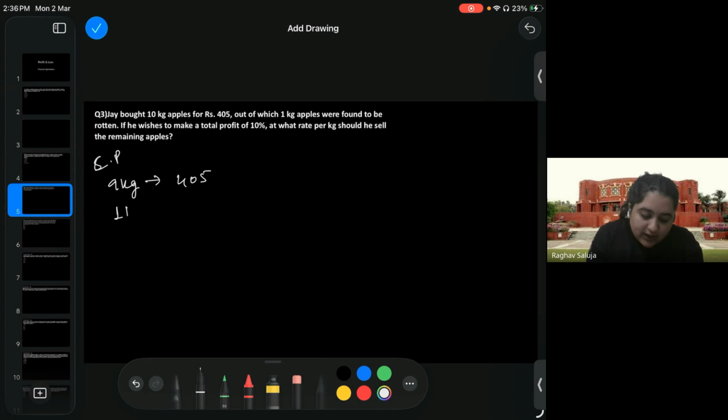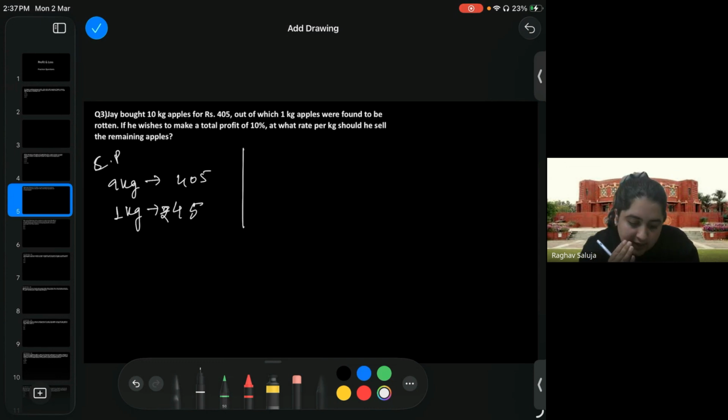Then we can say that 1 kg costed him, in the current scenario, 405 divided by 9, that is 45 rupees. Okay, so that is about our cost price.